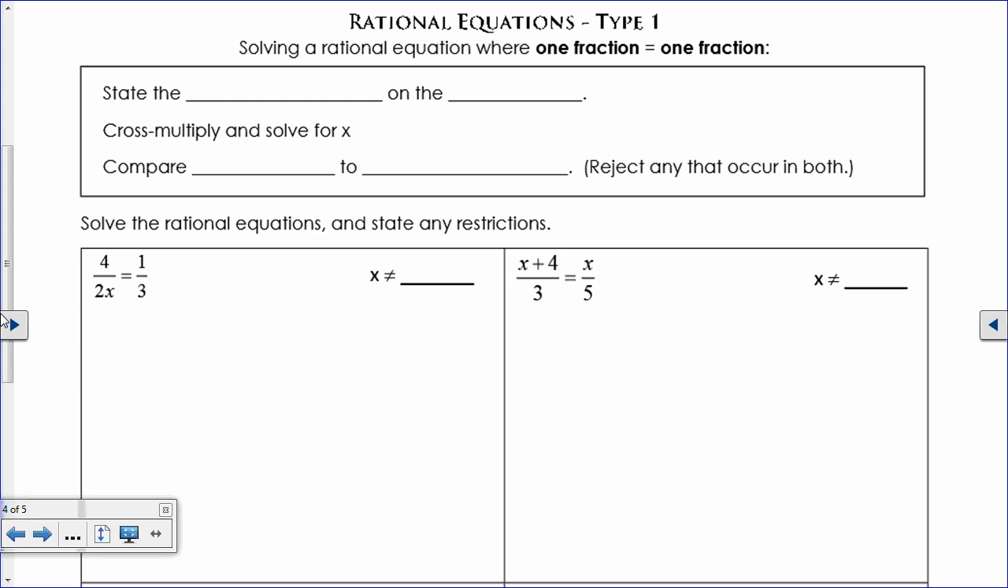So it's a one-to-one relationship. This is equal to this. You guys can see that with all 4 of these examples. You have one fraction is equal to one fraction. If you turn the page and look at the examples on the other side, those are type 2.